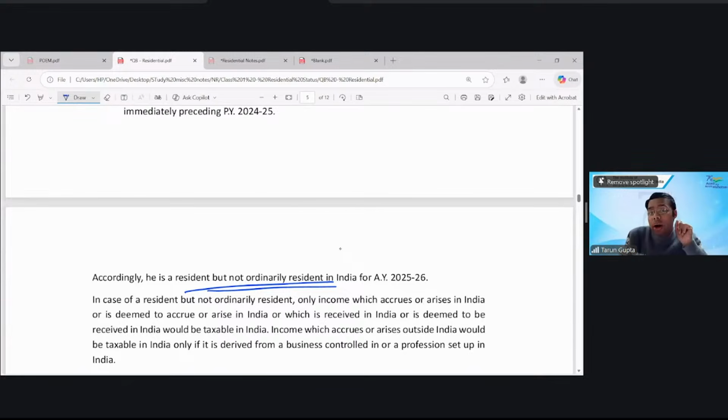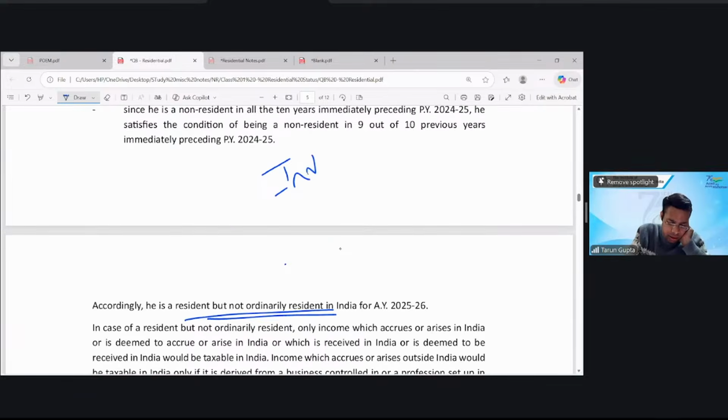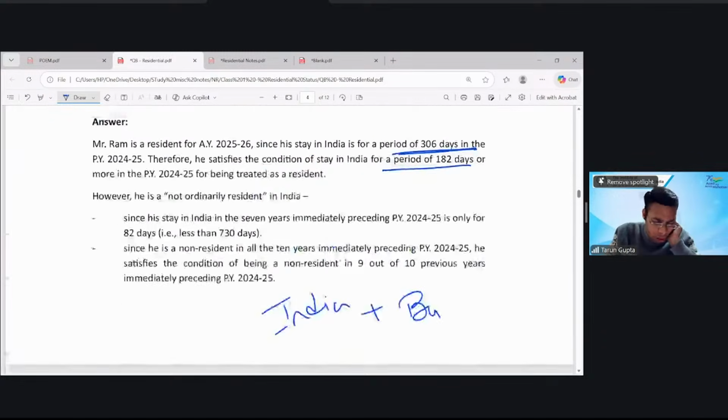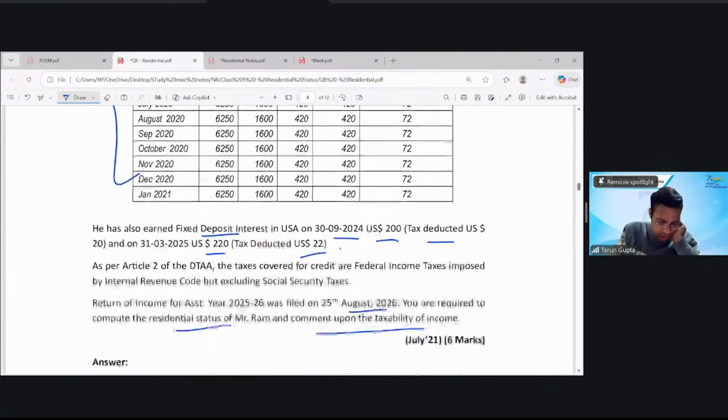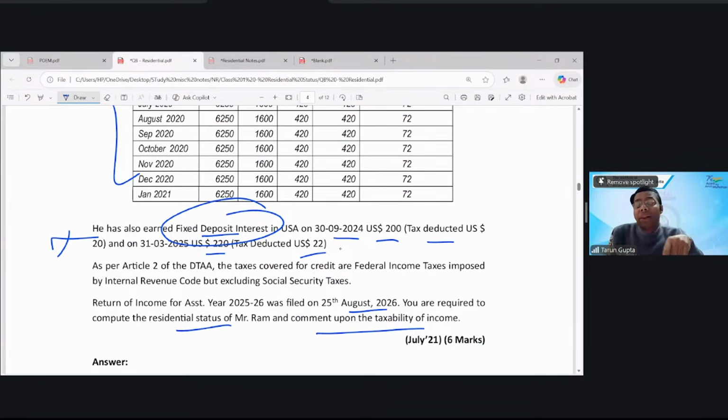Now for RNOR, what type of income is taxable? The Indian income, the income accrued, arisen or received in India, of course, plus income from business controlled from India or profession set up in India. So he has two types of income, salary income and FD income. Of course, the FD income is neither received in India nor accrued in India. It's not taxable.